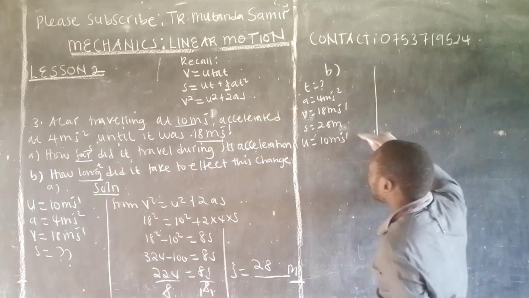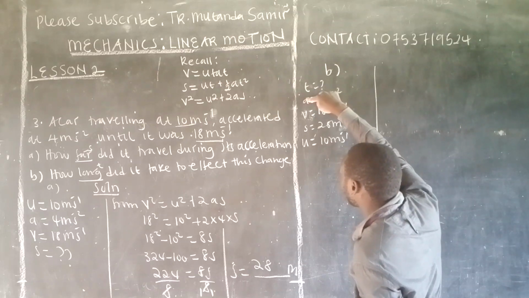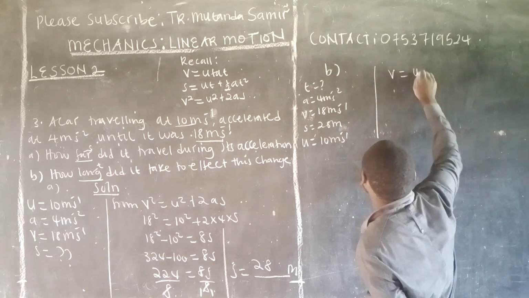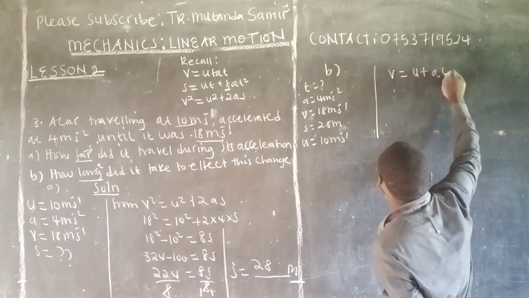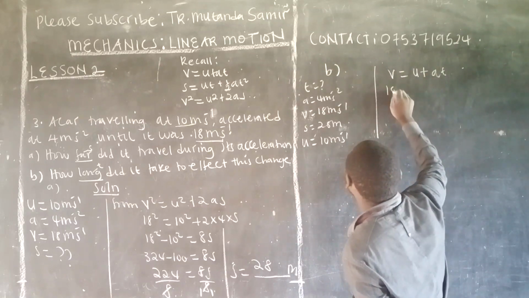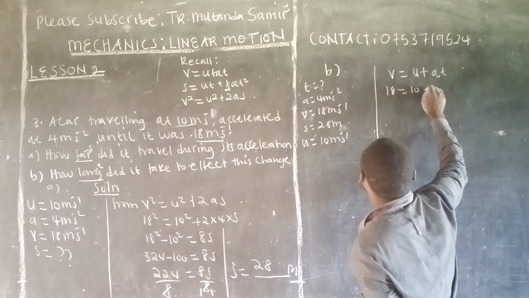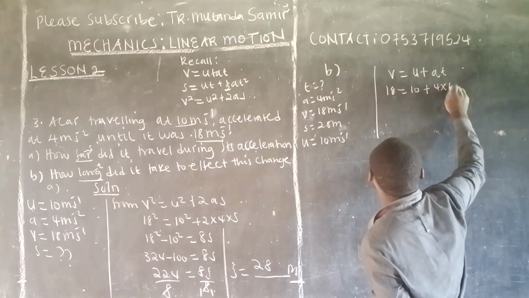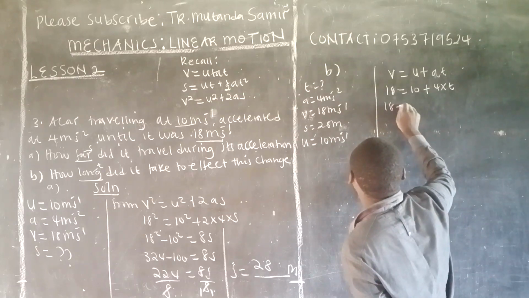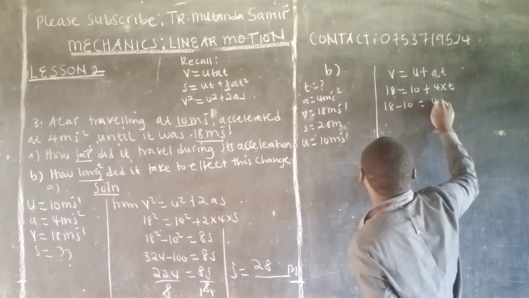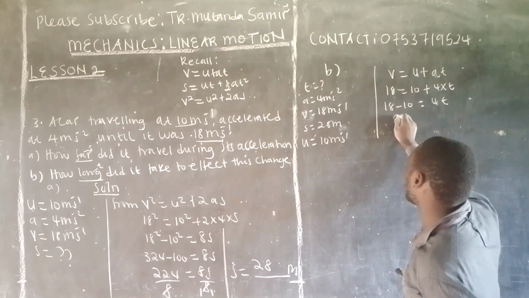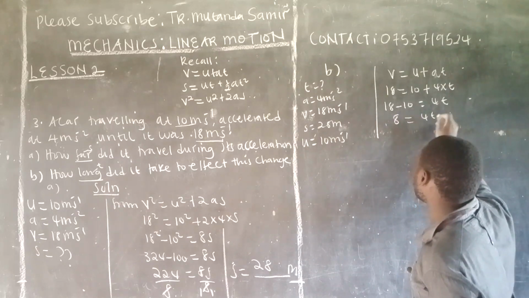Now, you realize that we have A, we have V, we have U. So you can use the first equation. Using V is equal to U plus AT, they want how long, that is time. So this is 18 equals 10 plus 4 times T, because 4 is the acceleration A. So 18 minus 10 will give you 8 is equal to 4T.